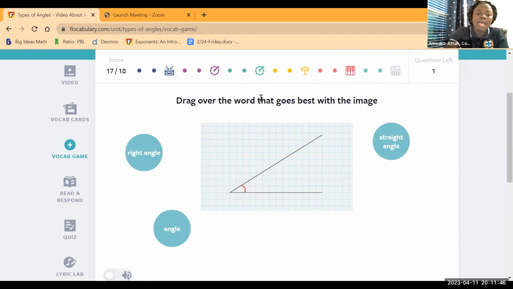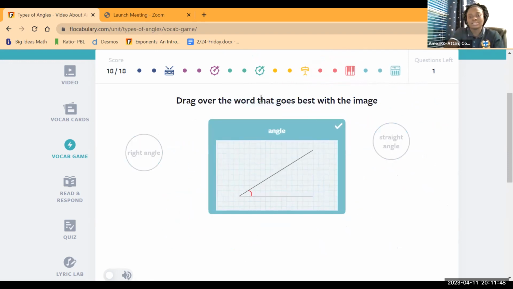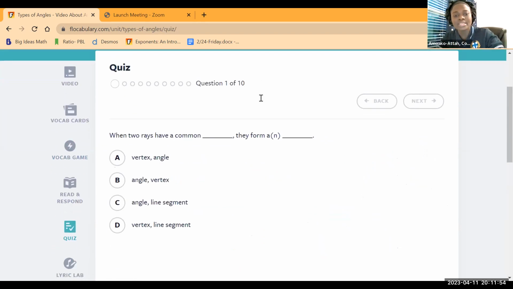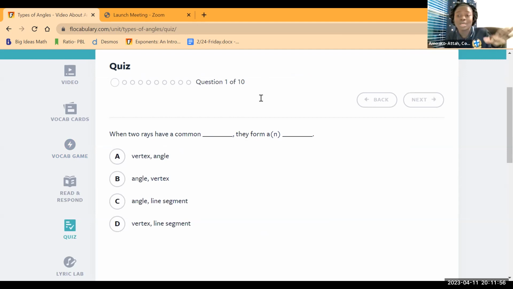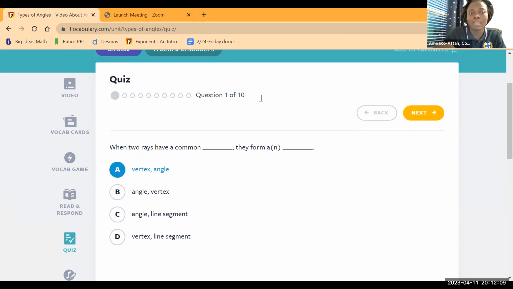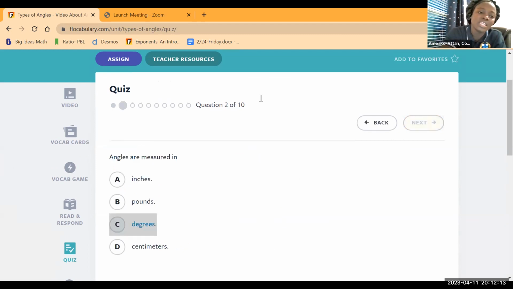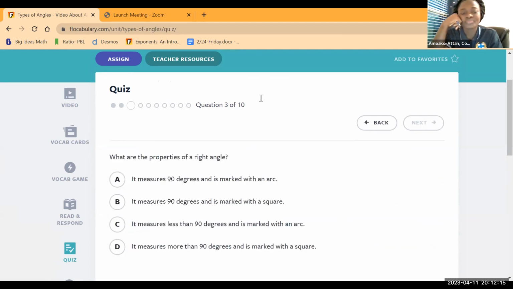How do you call this? An angle. Good job. You made it. So let's see whether we can do the quiz. Then you guys can now confidently say that you know more about everything under angles, right? Okay. When two rays have a common vertex, they form an angle. Okay. Let's move. Angles are measured in degrees.